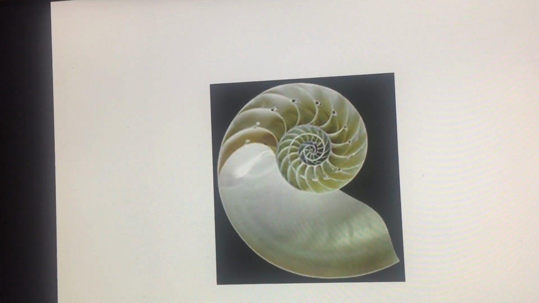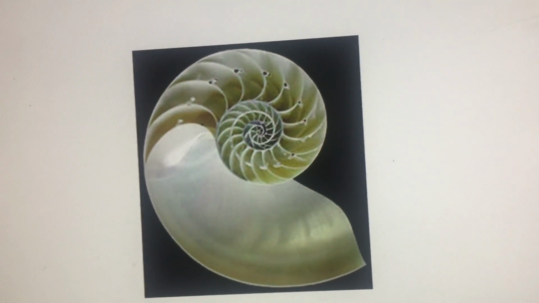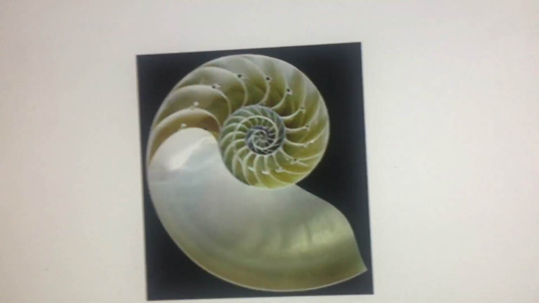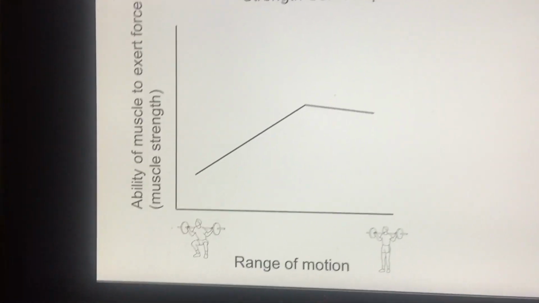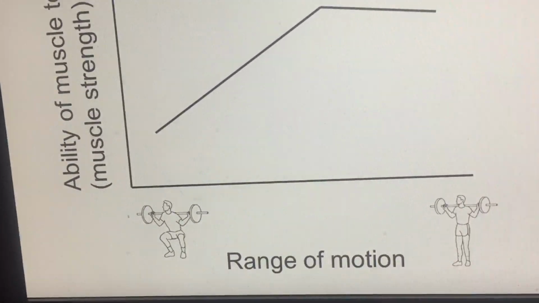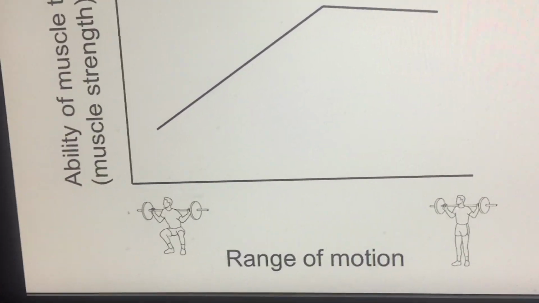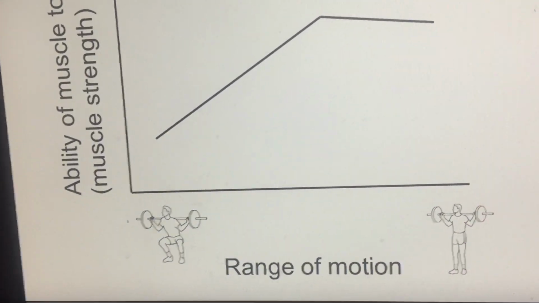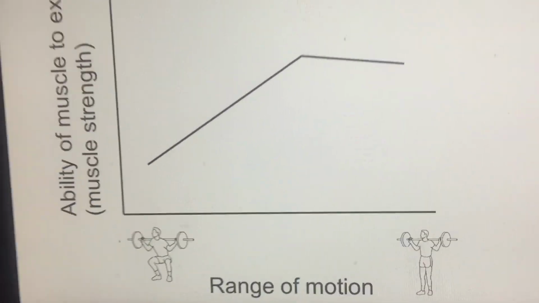And the Nautilus system is named after this, apparently after this seashell, which is called a nautilus. Now, when you do something like a multi-joint exercise like the squat or bench press, the squat involves movement at your ankle joints, your knee, and your hip, and to a degree, your back as well.